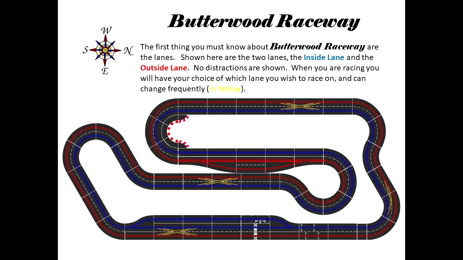Slide 2. The first thing you must know about Butterwood Raceway are the lanes. Shown here are the two lanes, the inside lane shown in blue and the outside lane shown in red. No distractions are shown. When you are racing you will have your choice of which lane you wish to race on, and can change frequently, shown here in yellow.